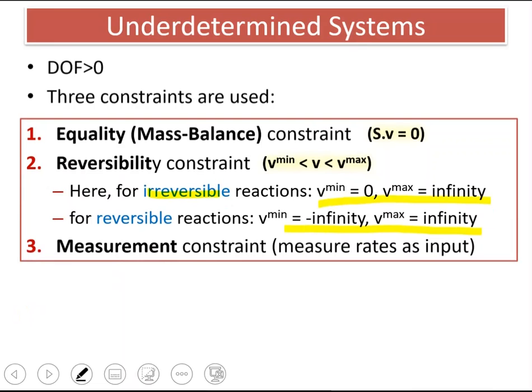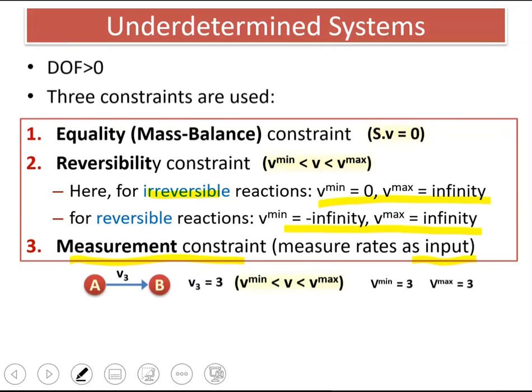And the third constraint is the measurement constraints. So we measure some rates. This is also important to decrease the degrees of freedom or to make it equal to 0. So we use those measured rates as inputs.